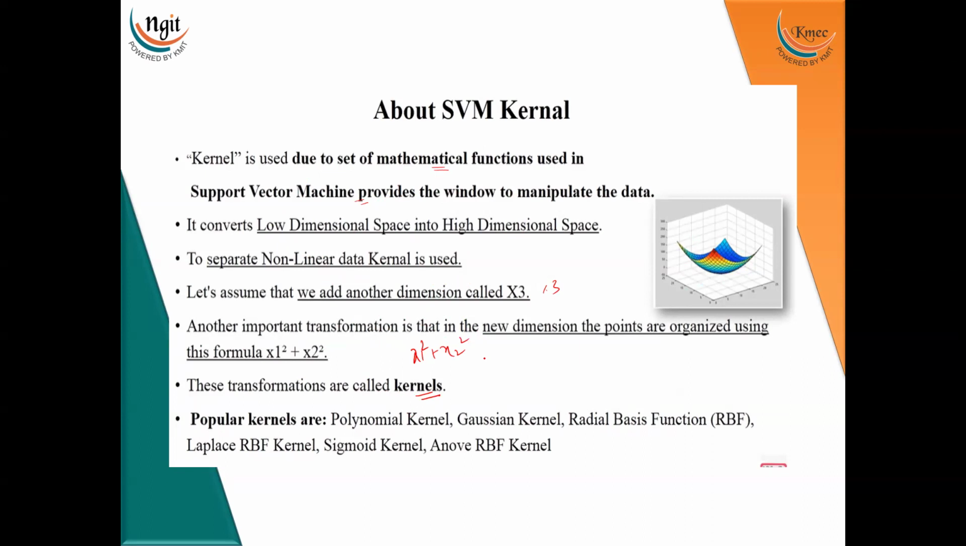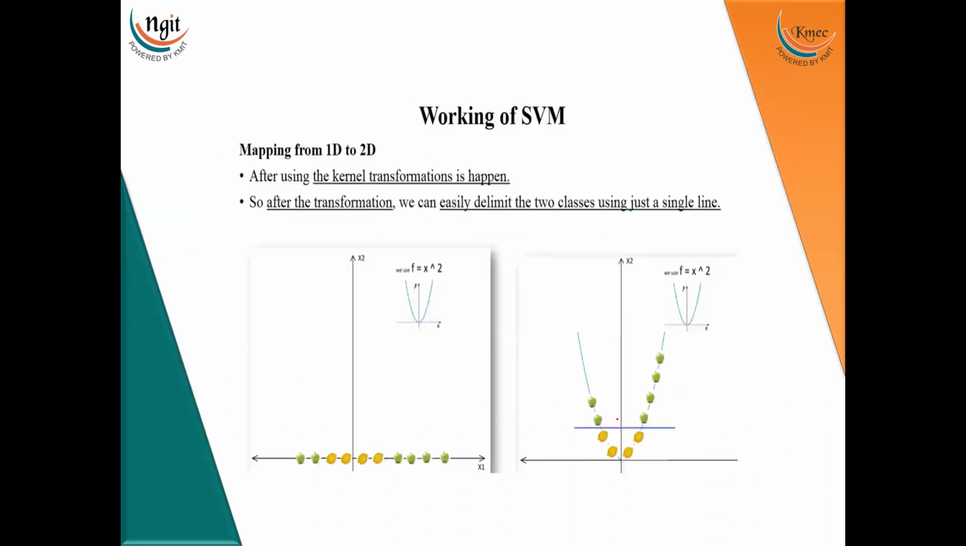So here you may see how many types of kernels we can use in SVM. There are many types of kernels. While implementing the SVM algorithm, you can make use of any of these kernels: the polynomial kernel, Gaussian kernel, and in our program we are going to use the radial basis function, RBF, as well as Laplace, sigmoid, and ANOVA RBF kernels. The RBF kernel is the most important and popular kernel that SVM uses.